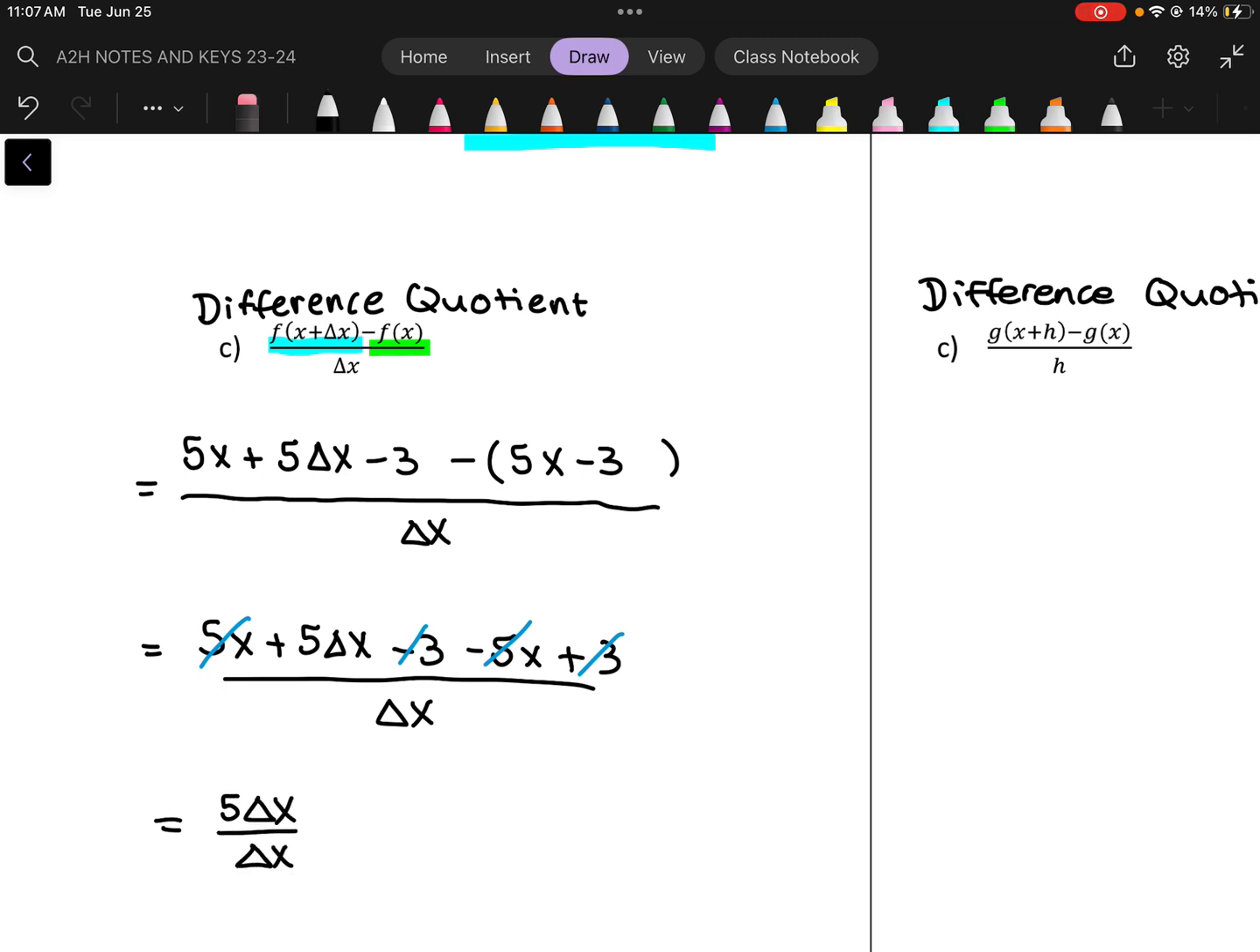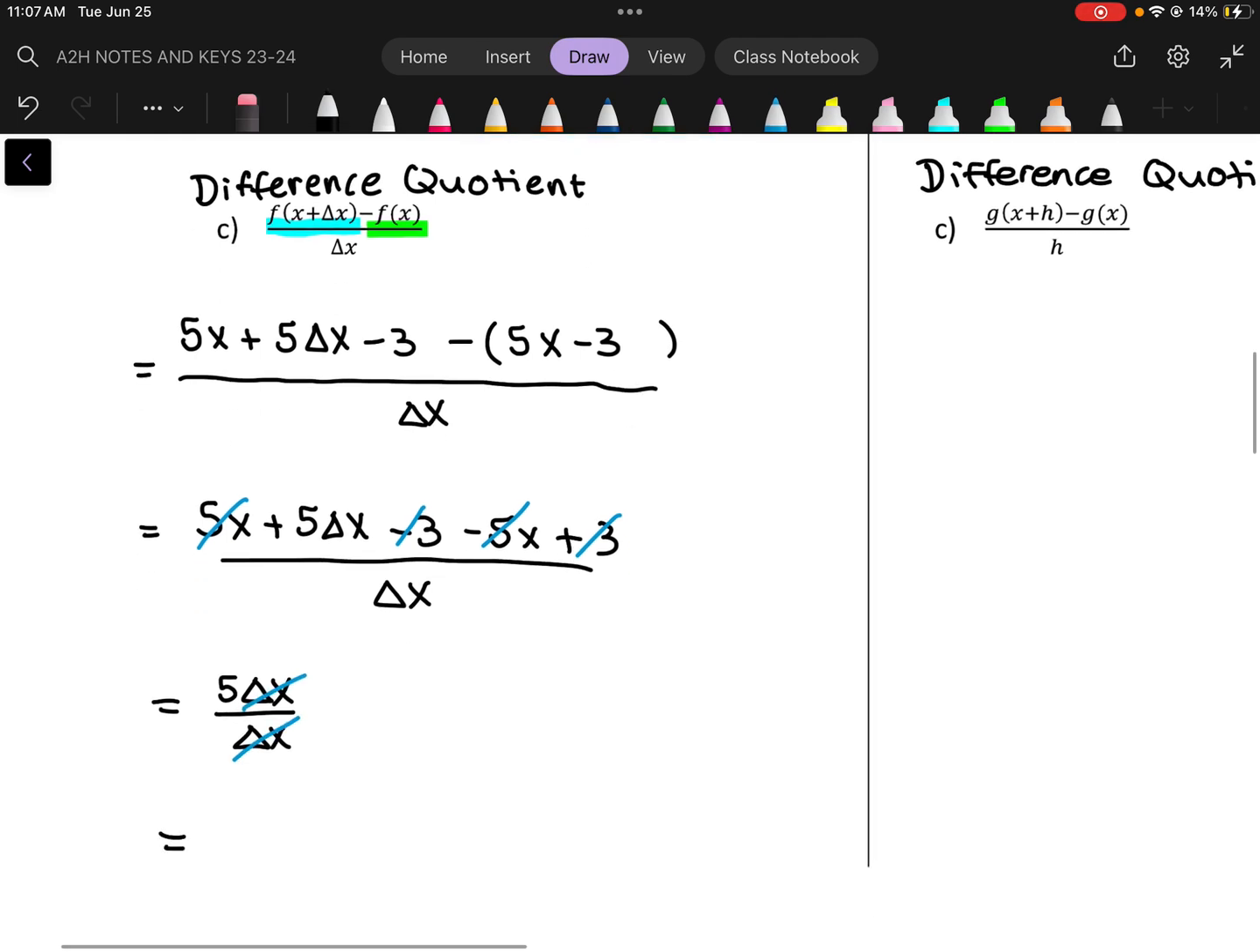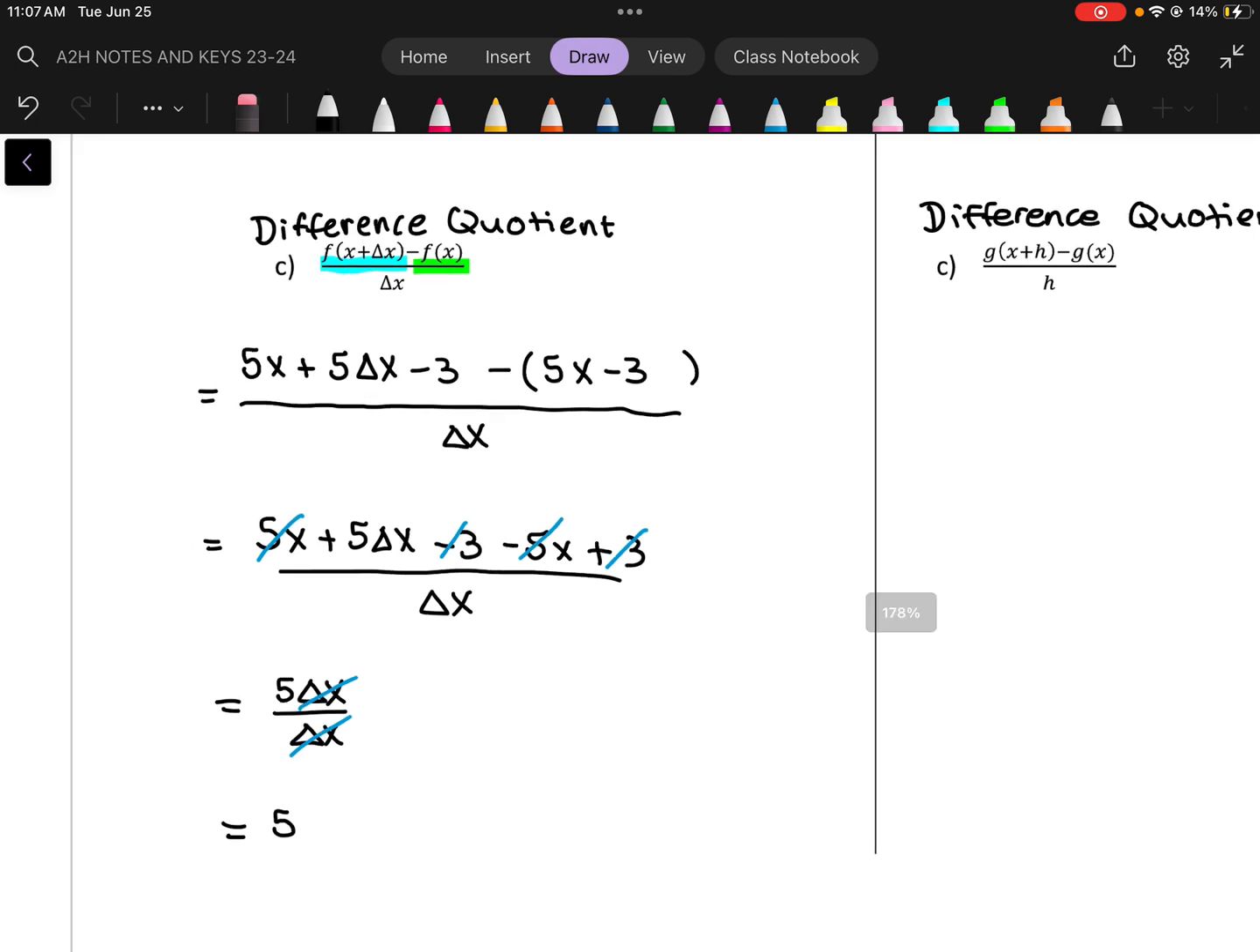Now, again, delta x is its own variable, or we're going to think about it as its own variable right now. And it's going to cancel out. So look at this whole thing, this whole difference quotient equals 5. Now, that's not always going to happen to be that nice. We're going to see an example where it's not quite that nice, but you should see things simplifying, right?